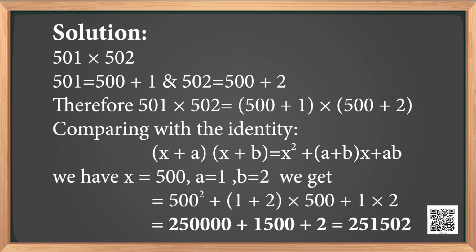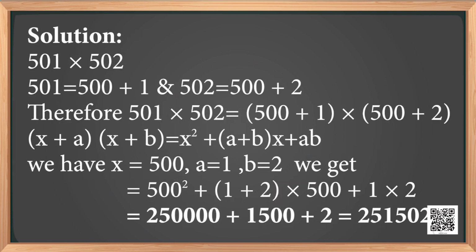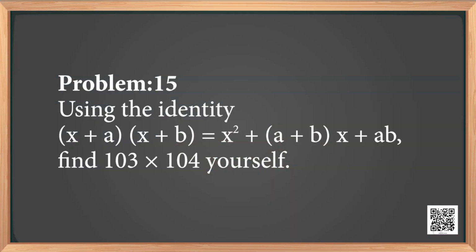We get 501 × 502 is equal to 500² + (1 + 2) × 500 + 1 × 2, that is equal to 2,50,000 + 1,500 + 2, that is equal to 2,51,502. Try to solve this problem on your own. Problem number 15. Using the identity (x + a)(x + b) = x² + (a + b)x + ab, find 103 × 104 yourself.